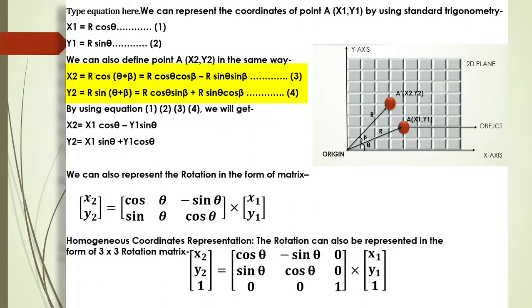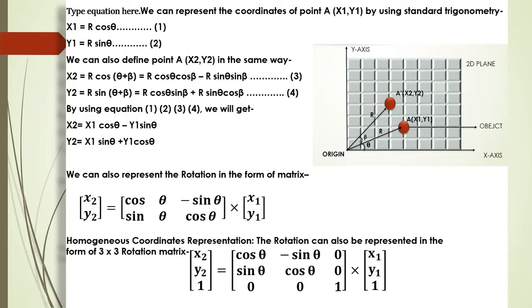The second value, y2, is r sin(theta plus beta). It can be evaluated using trigonometric functions as r cos theta sin beta plus r sin theta cos beta, and we call it equation 4. By using equations 1, 2, 3 and 4, we get x2 equal to x1 cos theta minus y1 sin theta, and y2 equal to x1 sin theta plus y1 cos theta.